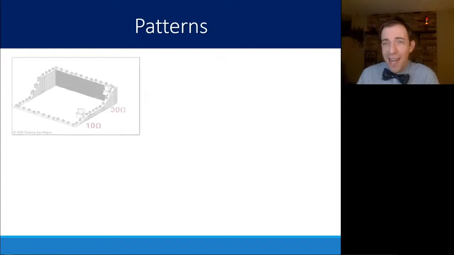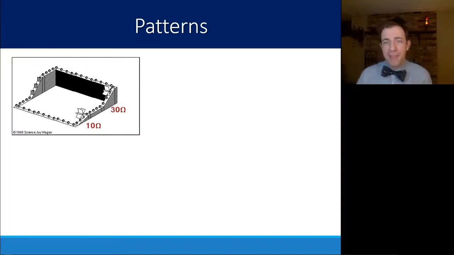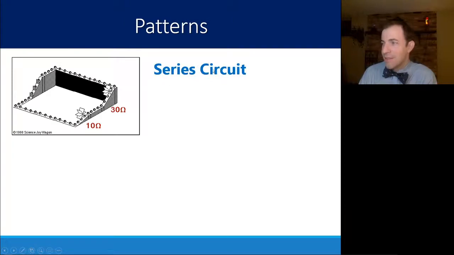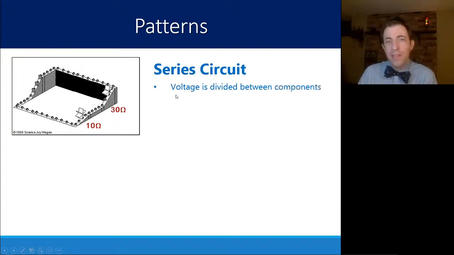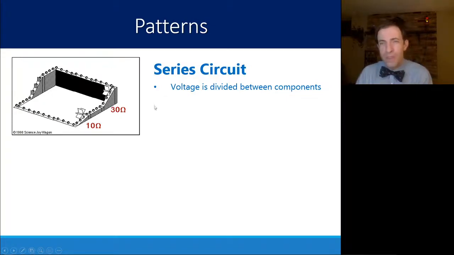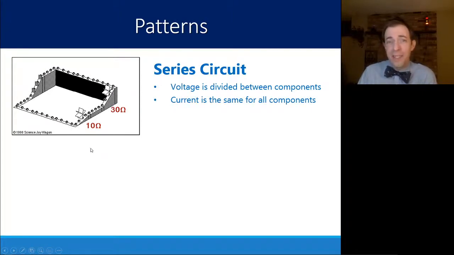So with all of that in mind, let's look at some of the main patterns here. In this series sort of circuit, we notice that the voltage is divided between components. So the total voltage provided equals the total dissipated, but each one of these dissipates some portion of that. It didn't go all the way down. They add up to that total. And we also notice that the current is the same for all components because it never splits.